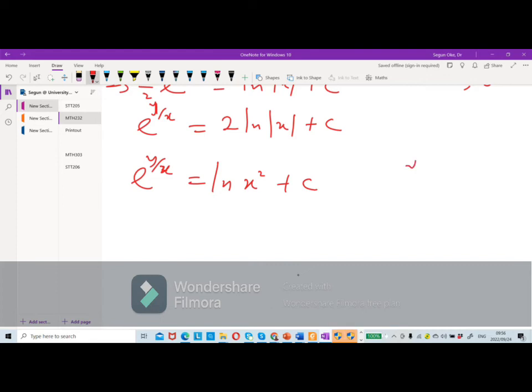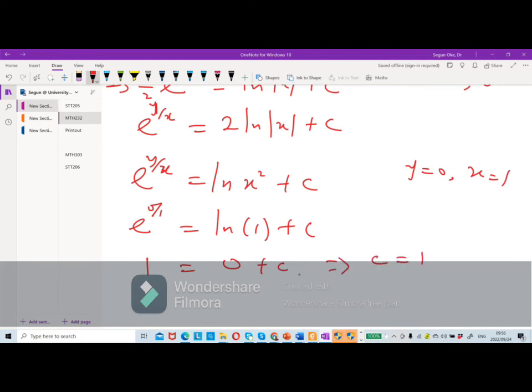So y equals 0, x equals 1. So it's going to be e to the power 0/1 equals ln 1. And ln 1 we all know is equal to 0. So we have 1 equals 0 plus c, which implies that c equals 1.